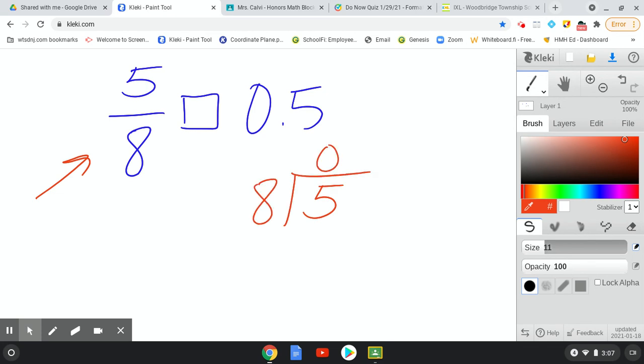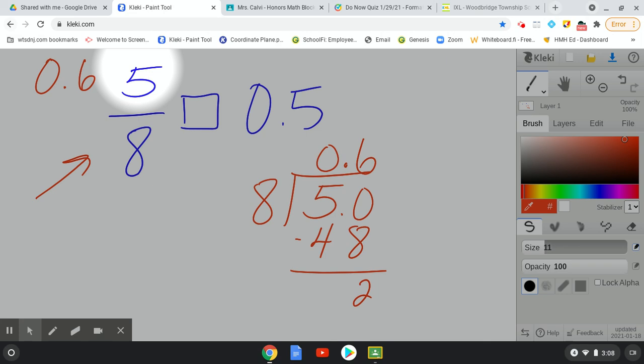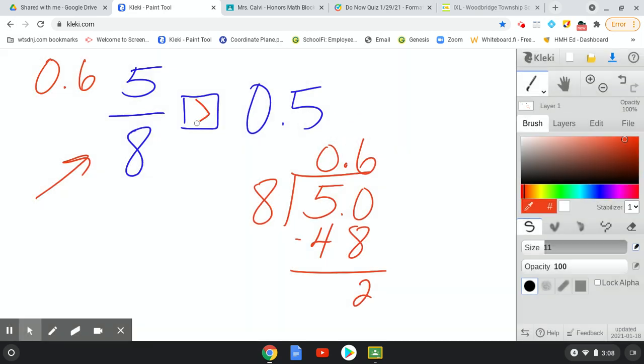So 8 goes into 5 0 times, add a decimal, add a 0, bring up your decimal. 8 goes into 50 6 times without going over. 6 times 8 is 48, and I'm left with 2. I can actually stop there because I know that this is equivalent to at least 0.6. And I know that 0.6 is greater than 0.5.